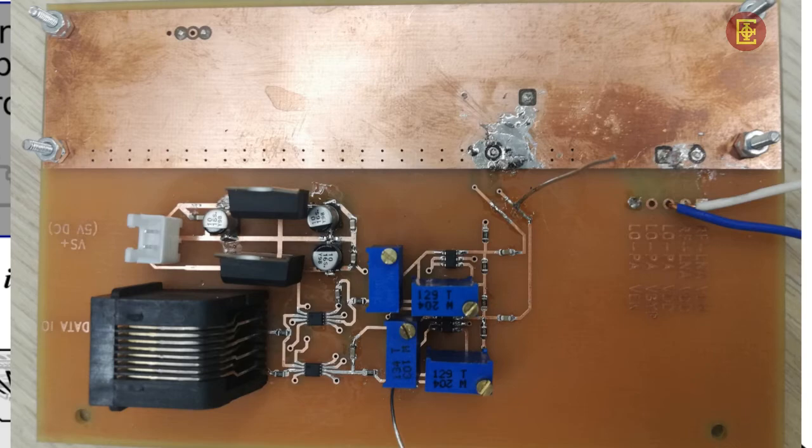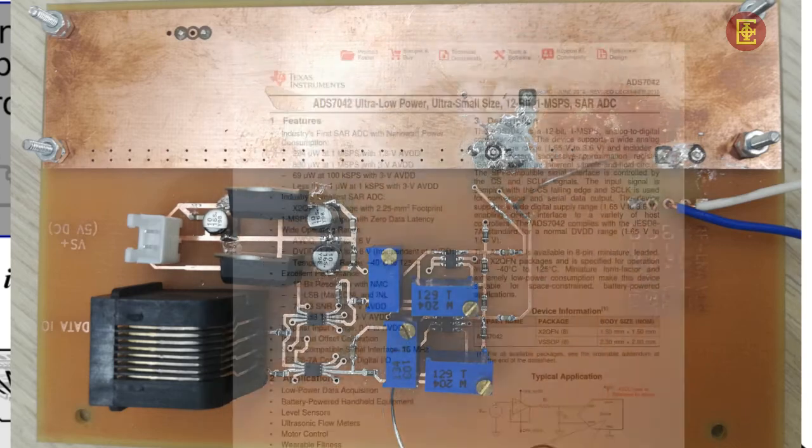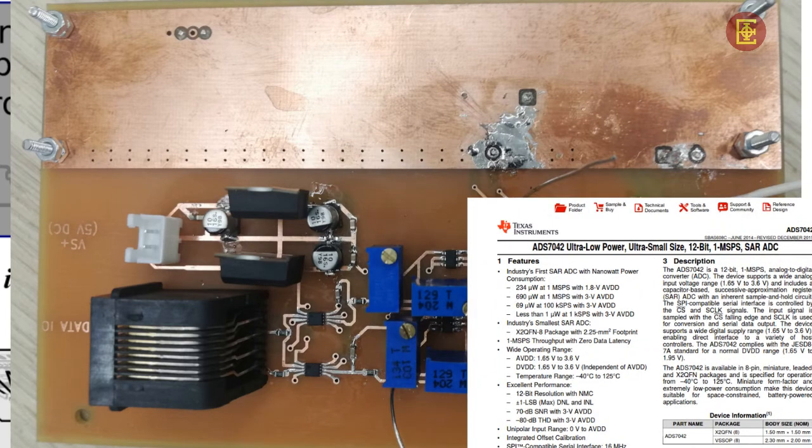After the op-amp stage, the signal is passed through the RC low-pass anti-aliasing filter and then sampled via the Texas Instruments ADS7042 ADC, which then communicates with the digital part of the system.